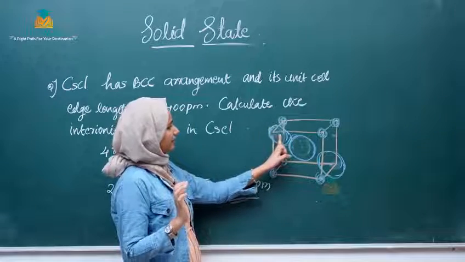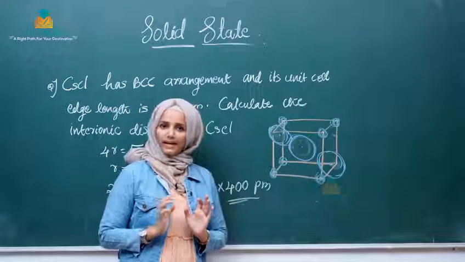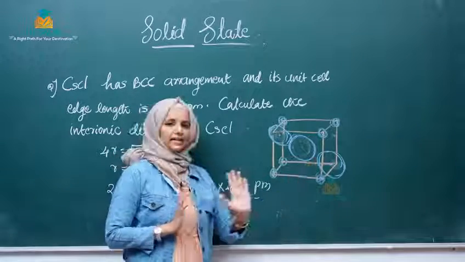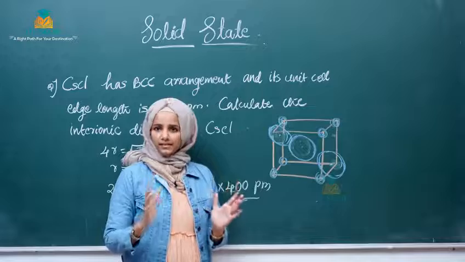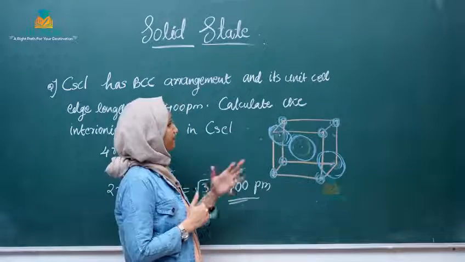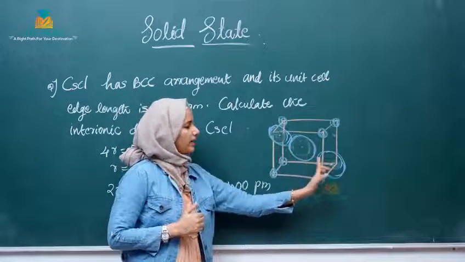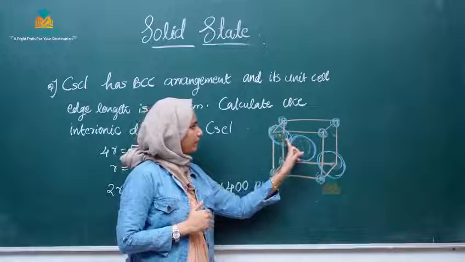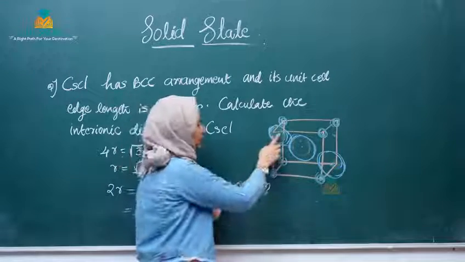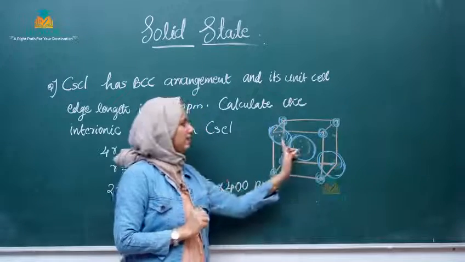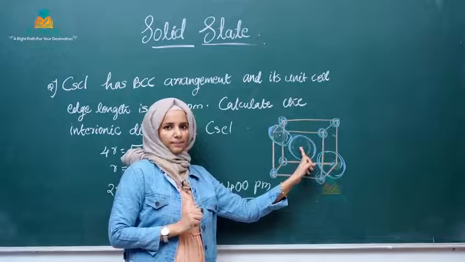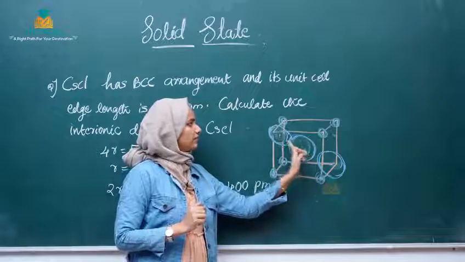We already calculated the body diagonal of the body centered cubic unit cell. That body diagonal is equal to 4r, which is equal to root 3 a. We calculated that in the last class. Here it is r plus 2r plus r, that is 4r. But they ask for the interionic distance, between the cation and anion. So the interionic distance is 2r.